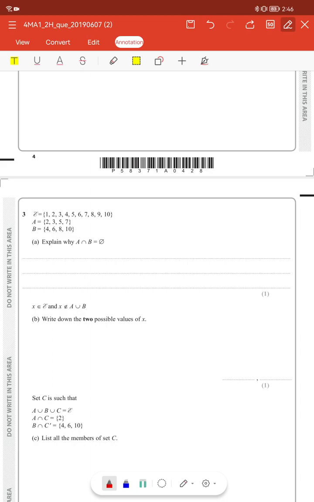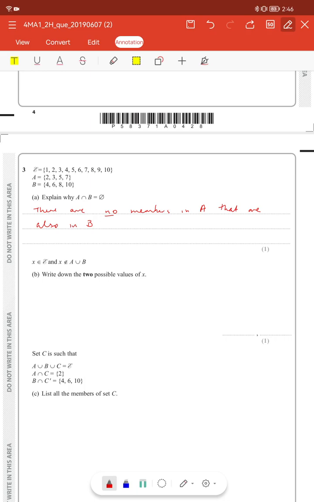Explain why A intersection B is empty. Well, this is because there are no members in A that are also in B.